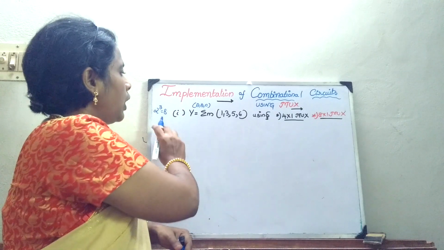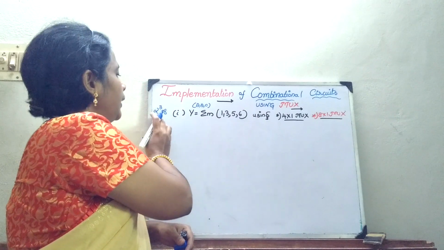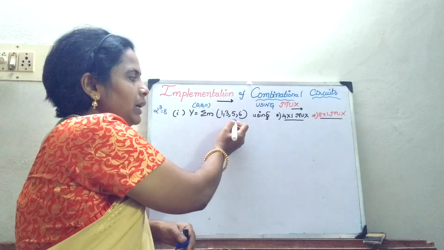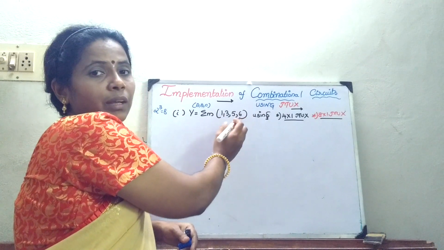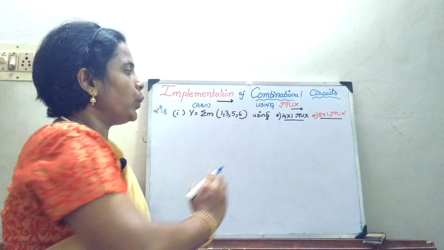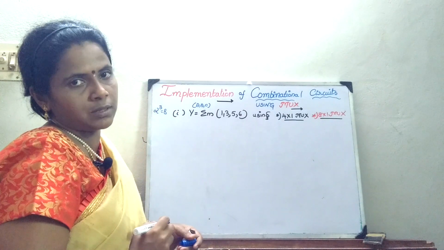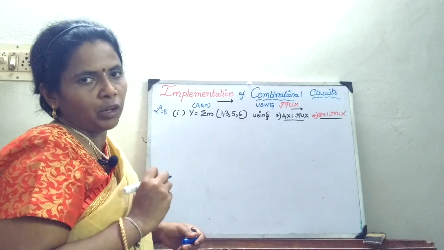So now I am going to design this 3 variable function, but I am going to do it using a 4x1 mux instead of an 8x1 mux. So now let us write the truth table first.